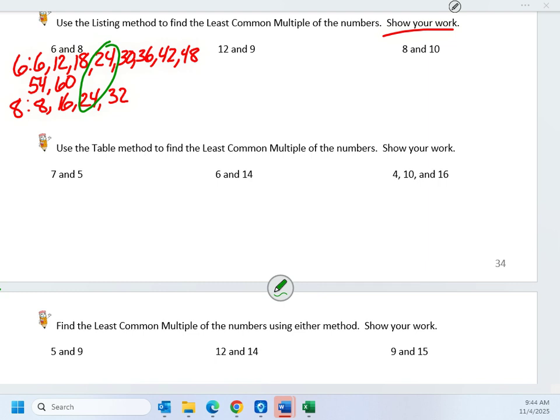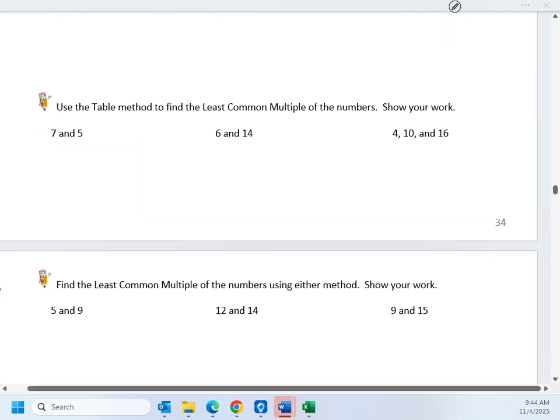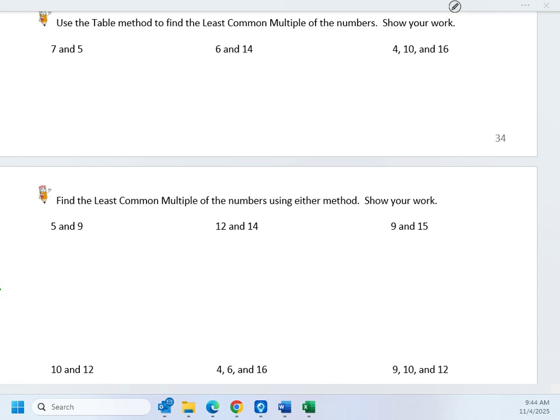Let's look at the table method though. I want you to do 12 and 9 on your own, so we can spend a little more time with the table method, because that's a little more challenging. Remember, if you're doing the listing method, you have to show your work. I should not just see, oh, I know 8 and 6 both go into 24. 24 is our least common multiple because I know my numbers. That's not doing the work. You have to show the work.